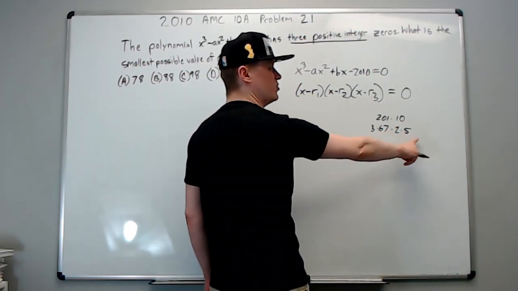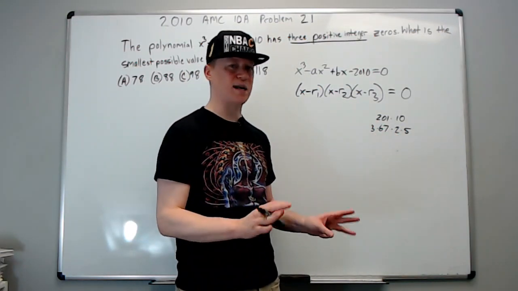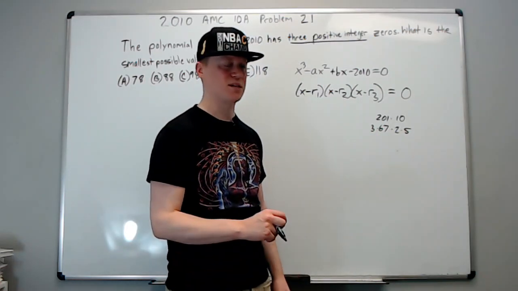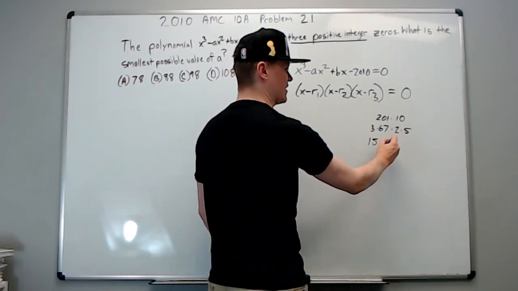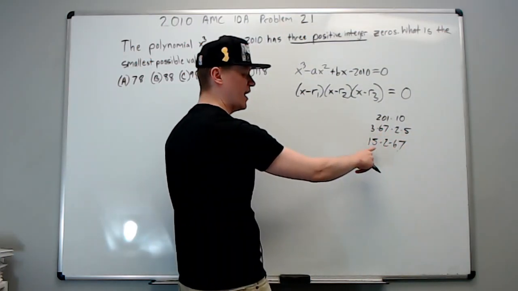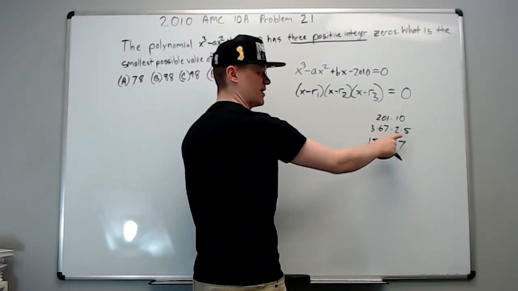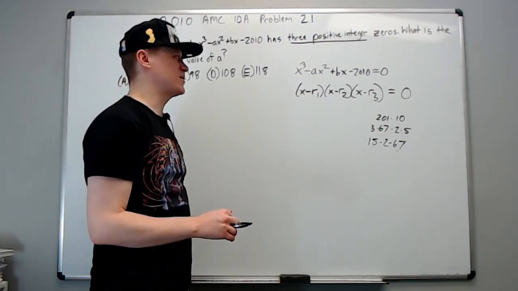So our roots, there needs to be 2 out of these 4 numbers that are roots straight up, and the other one will be the product of the 2 numbers. So for example, we could do 3 times 5 is 15 times 2 times 67, and the roots would be 15, 2, and 67, 15 being the product of 3 and 5. So how are we going to get the smallest possible value of a?